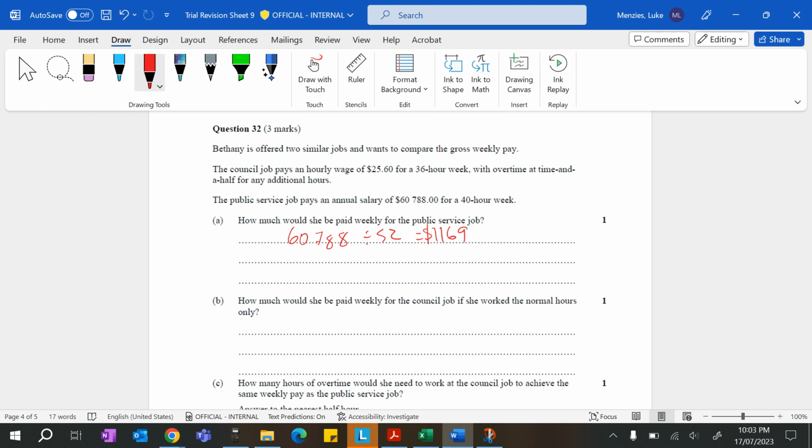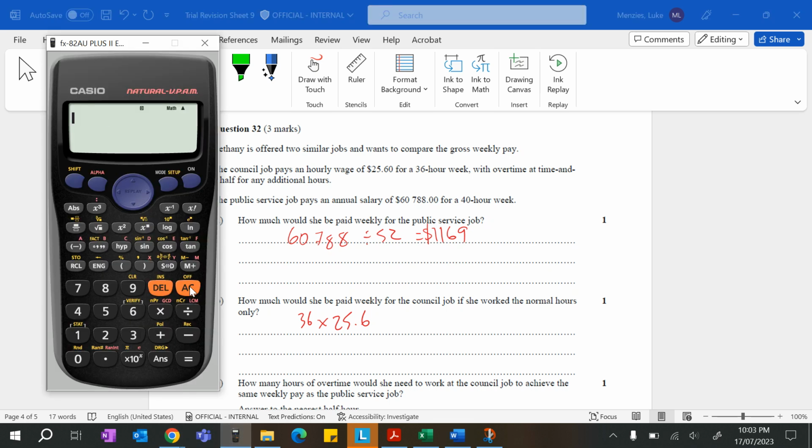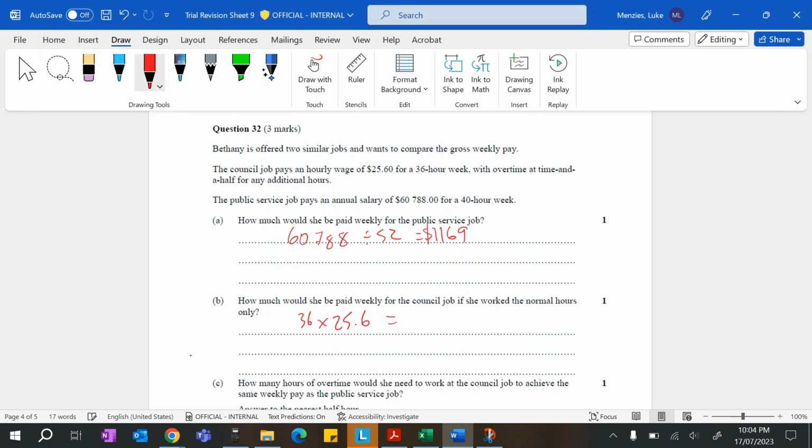She worked the normal hours. So in this case, it's just 36 hours multiplied by 25.60. So 36 hours multiplied by 25.60. So $921.60.